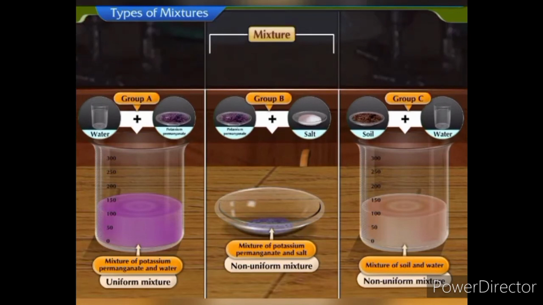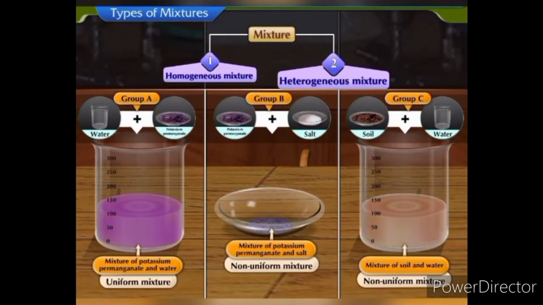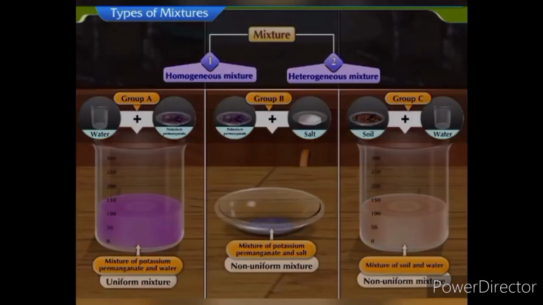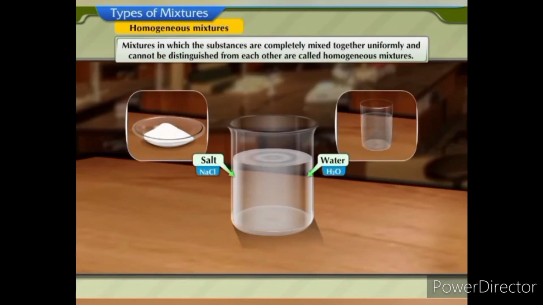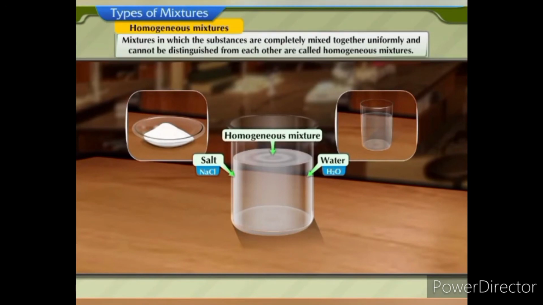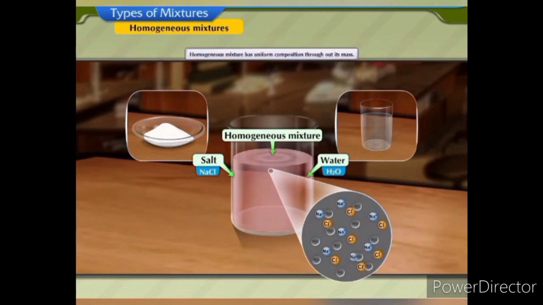Mixtures are of 2 types, homogeneous mixtures and heterogeneous mixtures. Homogeneous mixtures. Mixtures in which the substances are completely mixed together uniformly and cannot be distinguished from each other are called homogeneous mixtures.